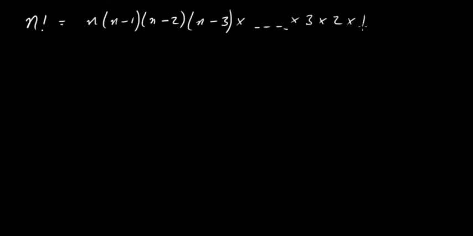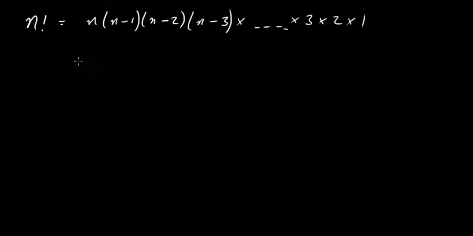Well, n factorial is just going to be n times 1 less than it, which is n minus 1, times 1 less than that again, so that's n minus 2, 1 less than that again, n minus 3, times all the way down to, we'll say, 3 times 2 times 1. So there are an infinite number of algebraic terms, if you like, in the middle here, depending on what n is.